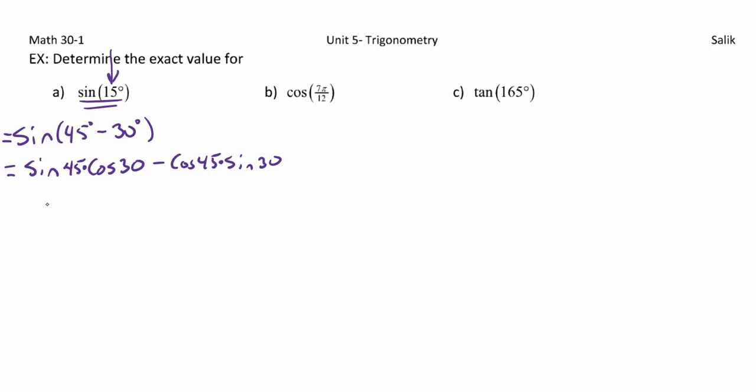Okay, so now why is that useful? It's because now that I have this thing split up this way, I know what the exact value of sine 45 is, right? That's going to be root 2 over 2. So this part right here is root 2 over 2. And then cosine 30, I also know what that is. Cosine 30 is going to be root 3 over 2. So at 30 degrees, the x value is root 3 over 2. Minus, and then cos 45, so that's going to be root 2 over 2. And then sine 30, that's going to be a half.